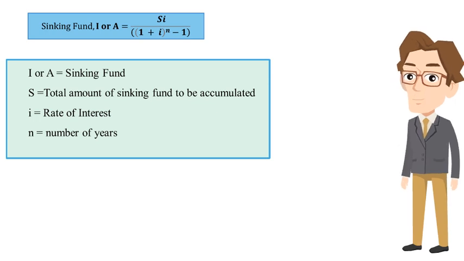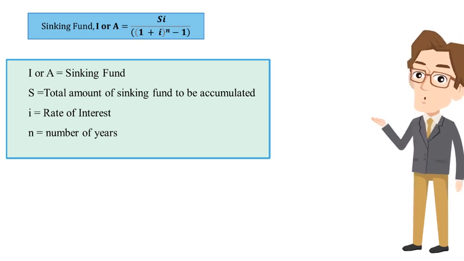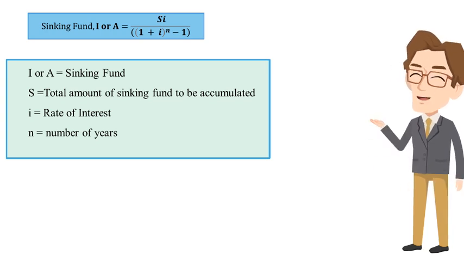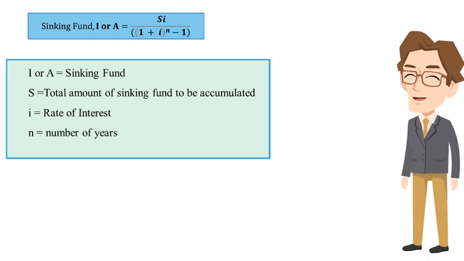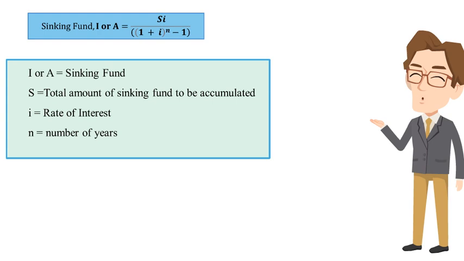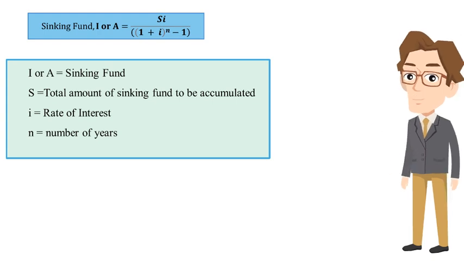Remember, the power of compounding is at work here. The term (1 + i) to the power n takes into account the compound interest over n periods. And the minus 1 in the denominator adjusts for the initial investment.